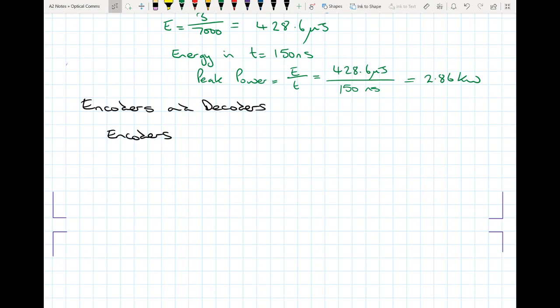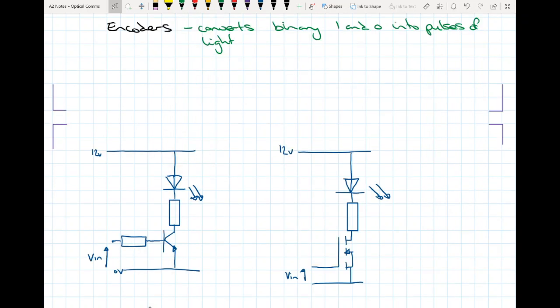In this last section we'll look at encoders and decoders, starting off with an encoder. An encoder is quite simply converting our electrical energy into light energy. We've got two circuits that can do this, one using a transistor and one using a MOSFET. So we've got our two circuits, using a transistor and a MOSFET.